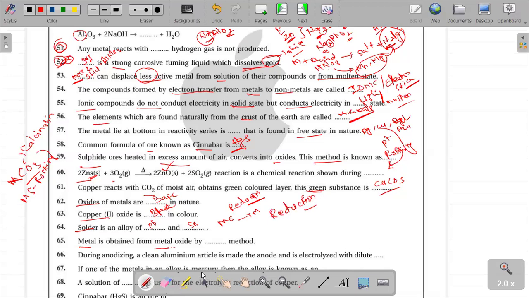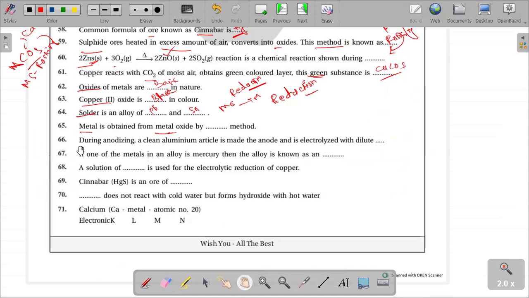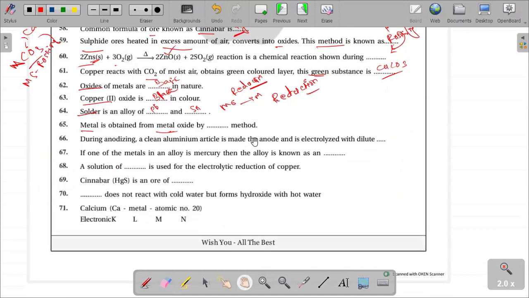Reduction method. Okay. And next, during the anodizing, a clean aluminum article is made the anode. And what is that electrolytic with dilute? Which one should we use? Dilute what in the anodizing process? Sulfuric acid we should use. Why are we using sulfuric acid?